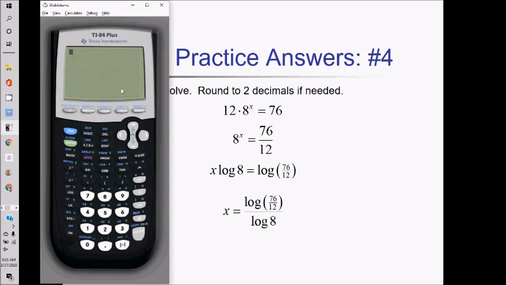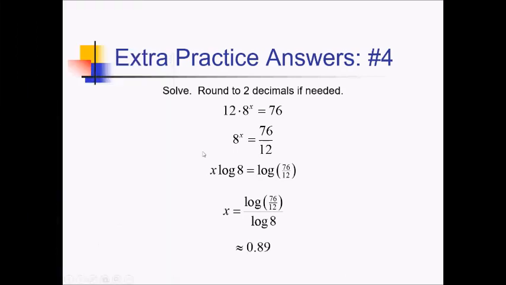So to do all of this on the calculator, I'm going to use some nested fractions. I'm going to do alpha y equals and pull up my n over d option here to get a fraction. Next, I'm going to do log of, and I'm going to do that again, fancy fraction of 76 divided by 12. Close that parentheses. And then down here we've got log of 8. Press enter for all that stuff. It's about 0.89 when all is said and done.